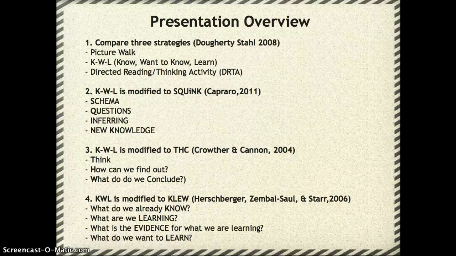The first article compares 3 strategies: the picture walk, KWL, and directed reading thinking activity. This article is called The Effects of 3 Instructional Methods on the Reading Comprehension and Content Acquisition of Novice Readers. The second article compares KWL to a new method the author devises herself called SQUINK. That article is called A Metacognitive Approach to Exploring Text in a Second Grade Classroom.